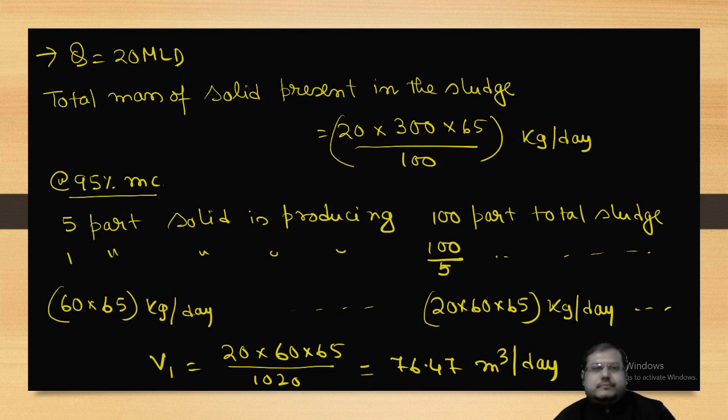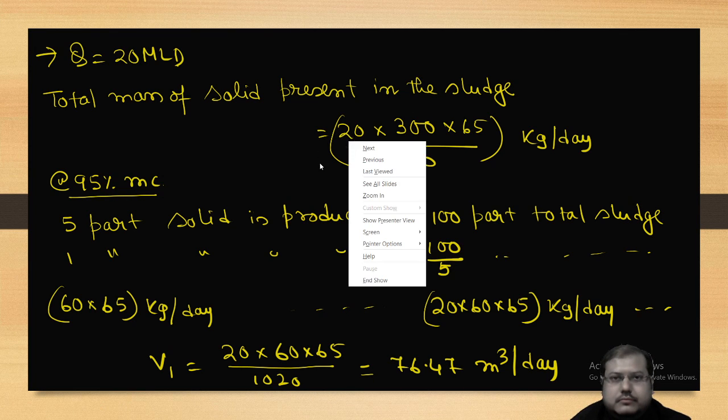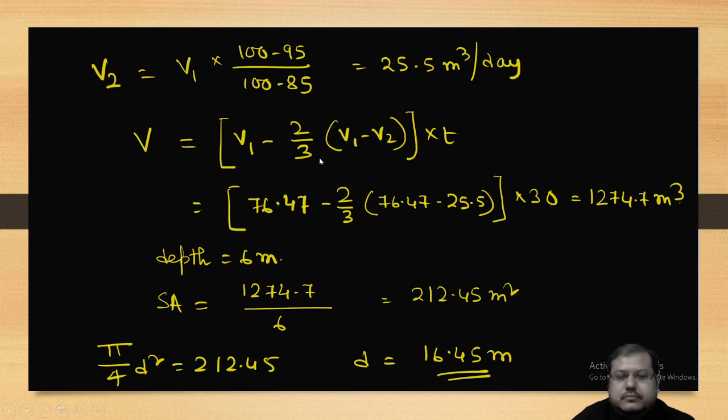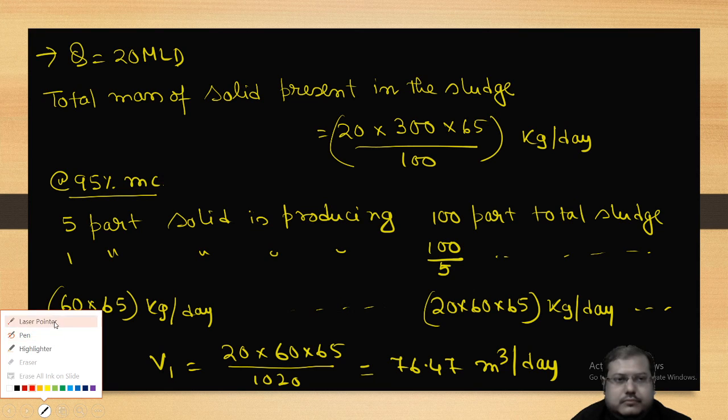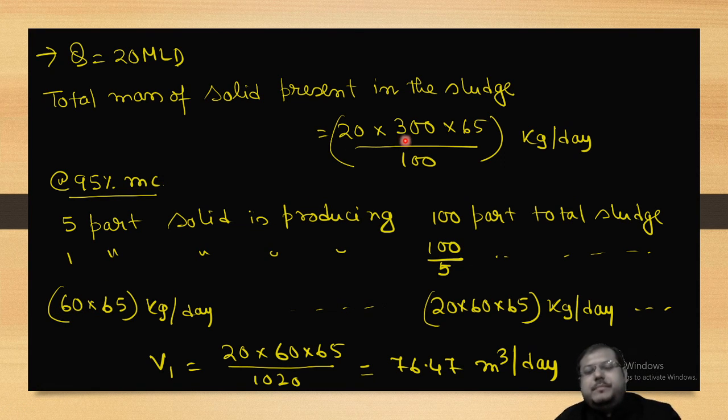Now, see, Q is given as 20 MLD. So the total mass of solid present is: 20 MLD is the Q value, 300 ppm is the concentration, into 65 by 100, because 65 is the efficiency of the tank, in kg per day. 95% moisture means 5% solid. So from the process we are finding out V1.